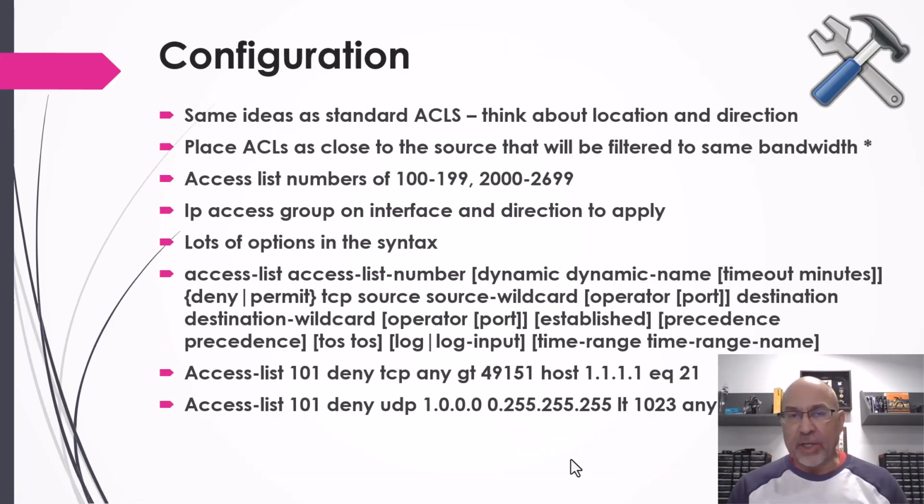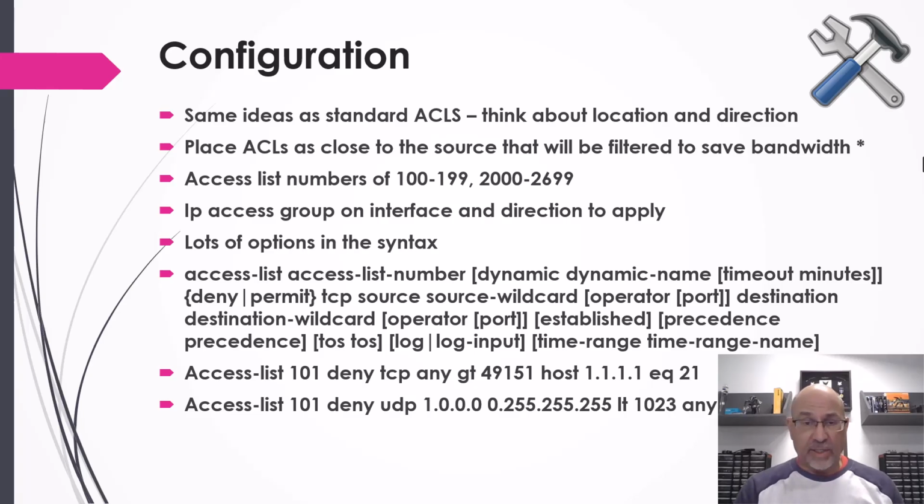So some configuration details, same ideas as standard ACLs, right? Think about your location and direction. That's what we just talked about. Place the ACLs as close to the source that will be filtered to save bandwidth. Now, I've got a little asterisk here because what we're talking about is denying. So if I'm killing off traffic, then I want to kill it off as close to the generator as possible. If I'm permitting traffic, I might look at it a little differently.